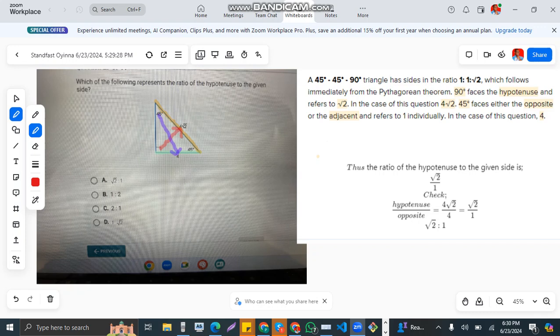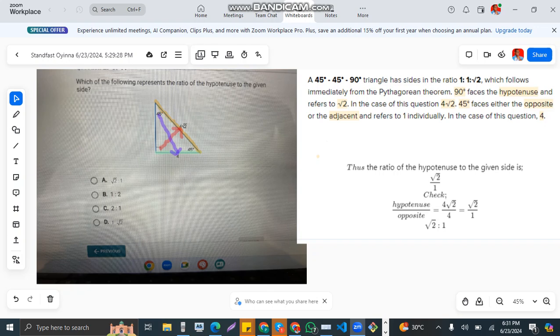All right. So now I've been able to explain what I wrote here, where I said 90 degrees faces the hypotenuse. I've shown you it faces the hypotenuse 4 root 2, and 45 degrees faces either the adjacent or the opposite. But in this case, it's going to be the opposite because 4 is what 45 degrees faces.